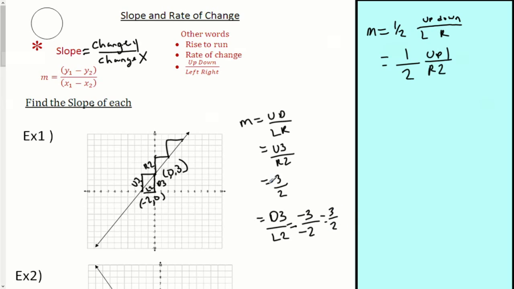3 halves again. No matter if I start with the left-hand point and go to the right-hand point, or start with the right-hand point and go to the left-hand point, I will still get the exact same slope of 3 halves because it's the exact same line. So that is how I generate points down here.